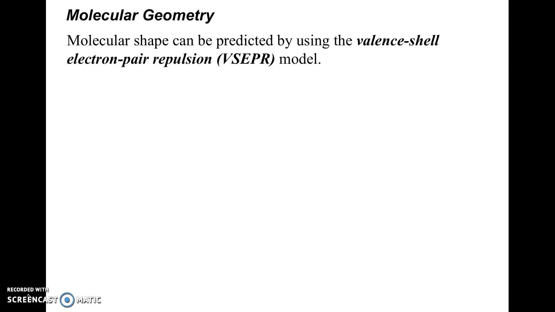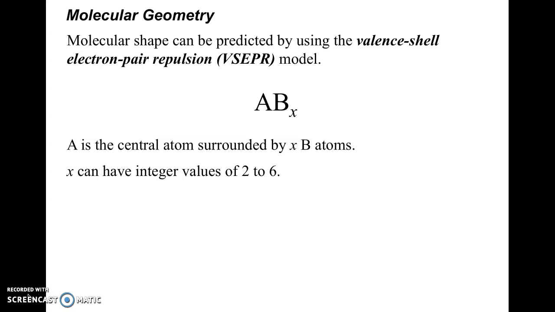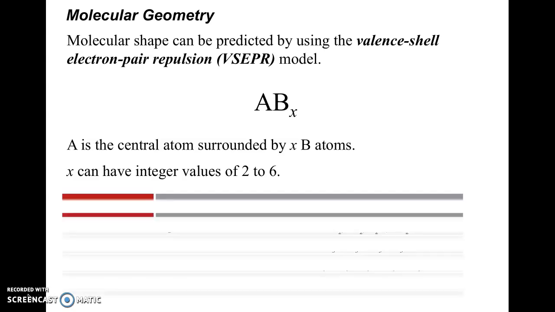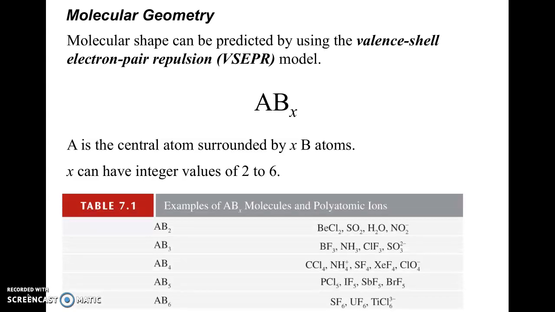And so we want to know about the shape of the molecules, and the most useful model so far is this valence shell electron pair repulsion model. The molecules we're talking about are AB_X, where the central atom is A and it has some B atoms around it, either 2 to 6. Here's an example in this table of the kind of molecules that we are talking about.